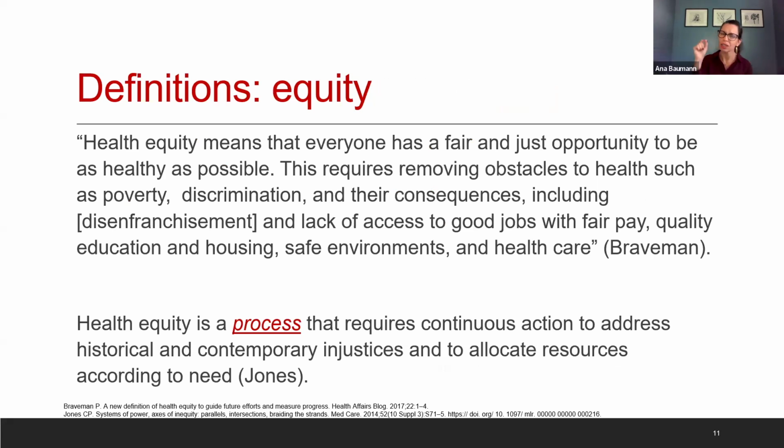The catch, and this is why this is so hard to do, is that equity might not necessarily be just an outcome, but rather a process. It's an ever-going examination of the historical and contemporary injustice. And how can we then allocate the resources and the needs depending on the context that we have?